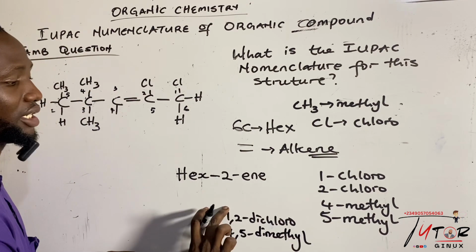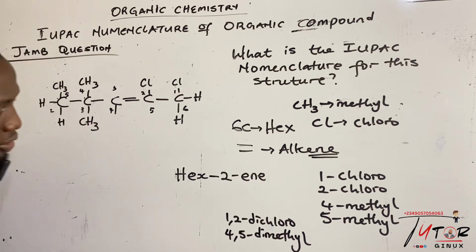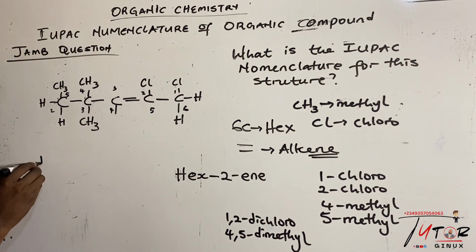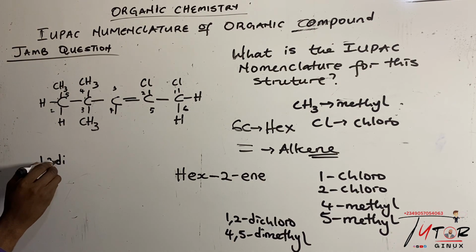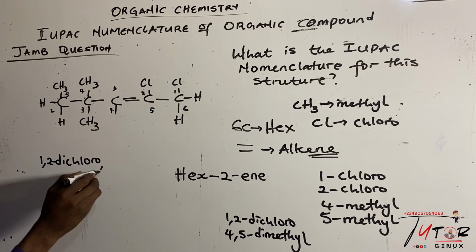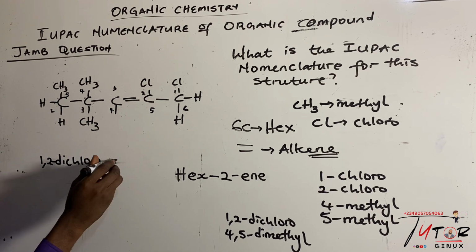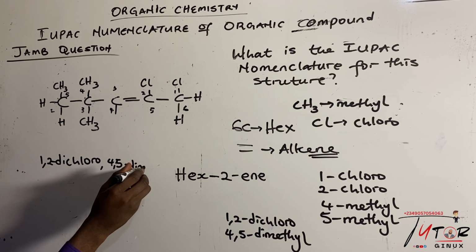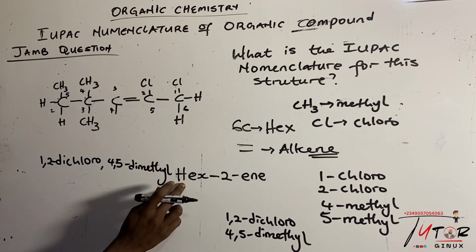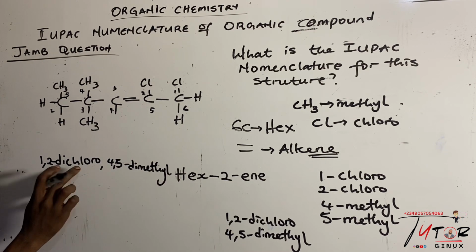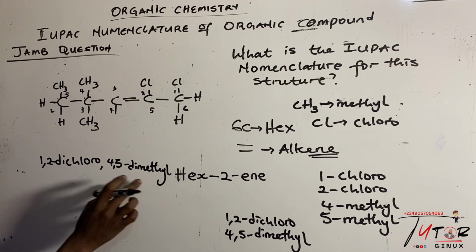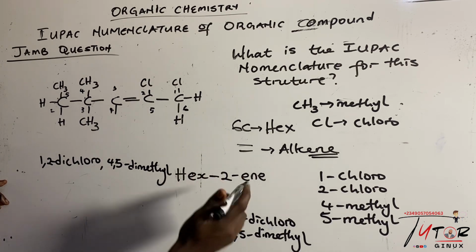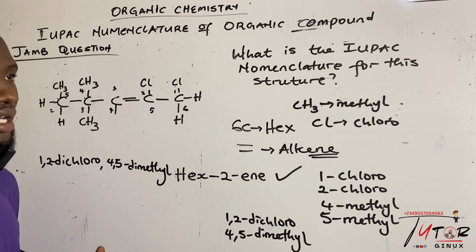So then we are going to join it together with hex 2 ene. So chloro comes first. 1, 2 dichloro, then 4, 5 dimethyl, hex 2 ene. 1, 2 dichloro, 4, 5 dimethyl, hex 2 ene. So this is the correct naming for these organic compounds.